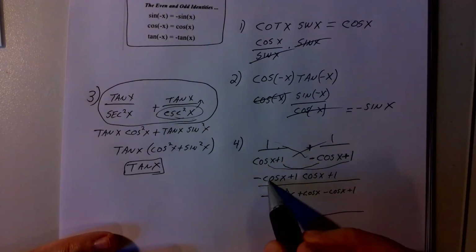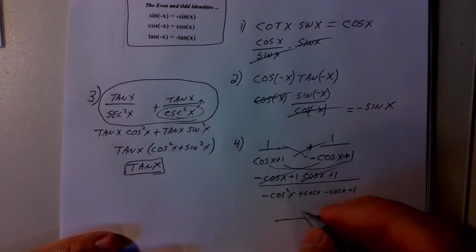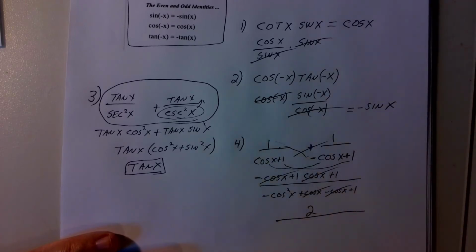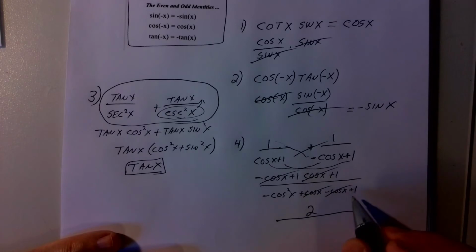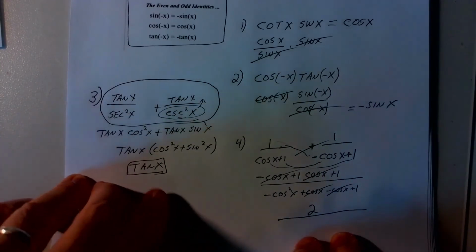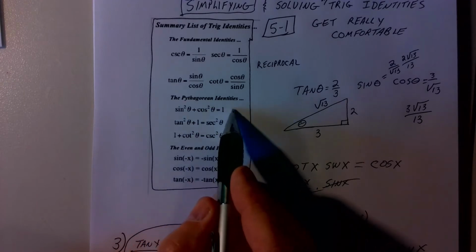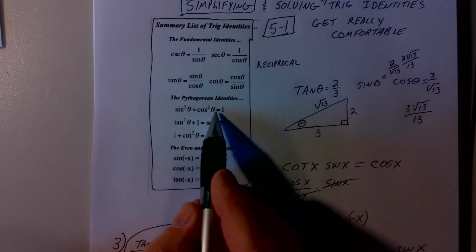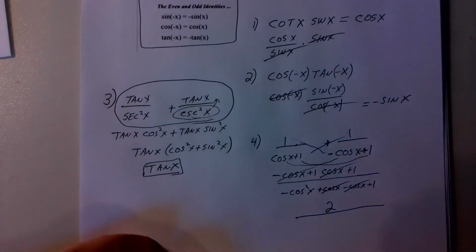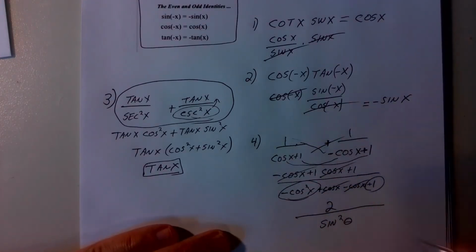So I look up here in the top, and I got a negative cosine x and a cosine x. Ooh, those two things cancel each other out, and 1 plus 1 is 2. Down here on the bottom, I got a positive cosine x and a negative cosine x, and it looks like I got a negative cosine squared x plus 1. Well, if I look back up here at my Pythagorean identity, if I just subtract the cosine squared x to the other side, then I know that sine squared is equal to 1 minus cosine squared. Oh, that's 1 and a minus cosine squared. So if I combine these two things together, that becomes sine squared theta.